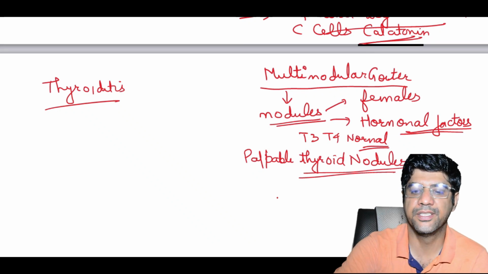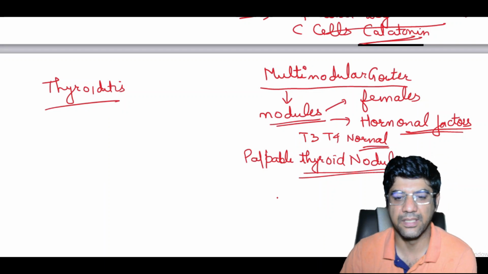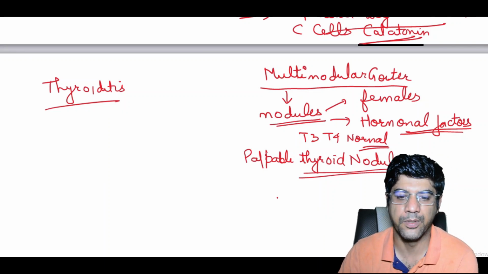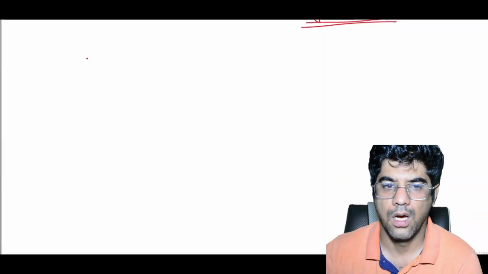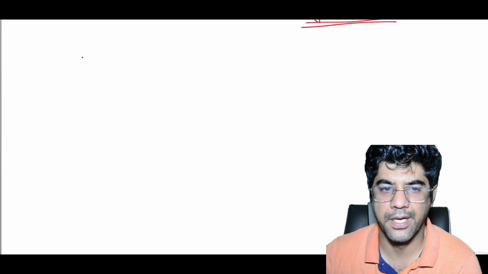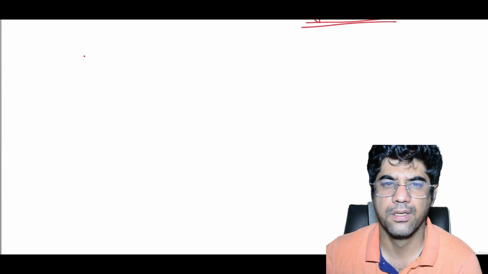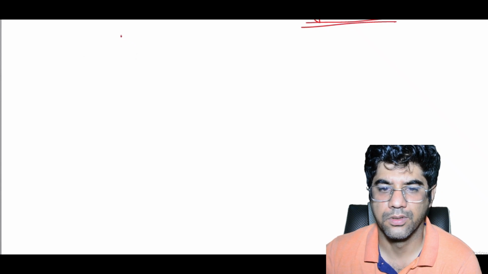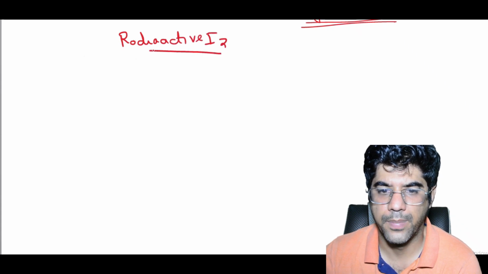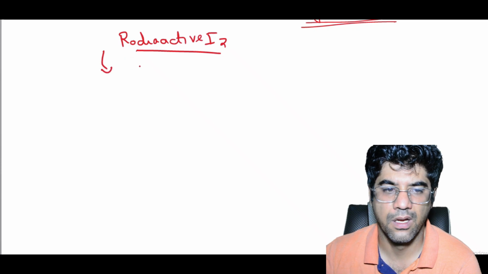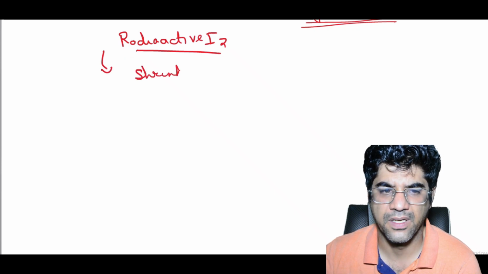Management is observation. Thyroxine may be given to suppress the TSH secretion, that can help to reduce the goiter size. The other thing that you can use is radioactive iodine therapy. So that is used to shrink the goiter, particularly in case of hyperfunctioning nodule.